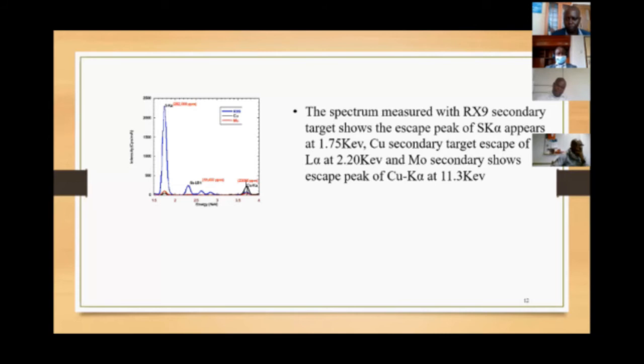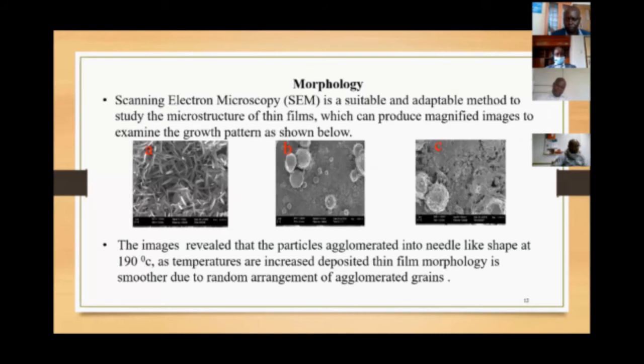So I did the morphology using scanning electron microscopy, because it's a suitable and adaptable method to study the microstructure of thin films. It produces magnified images of the particles and the patterns. At A, we deposited at 190 degrees, and the images reveal that the particles are agglomerated into needle-like shapes.